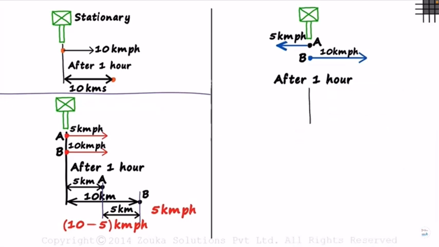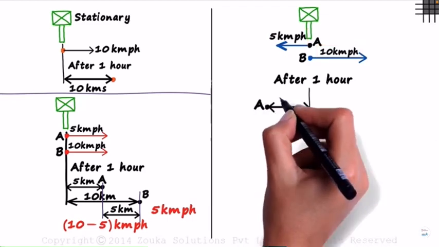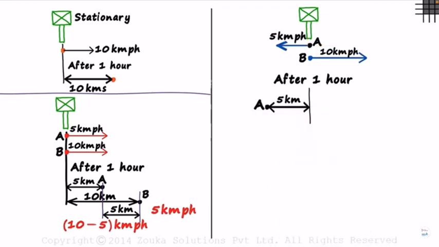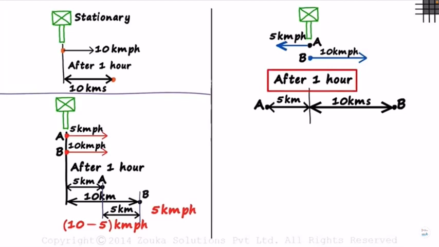Let this be the starting point. The speeds are 5 and 10 kilometers per hour. So car A will be somewhere here, 5 kilometers away from the starting point. And B will be here, 10 kilometers away from the starting point. What is the distance between them after 1 hour? One is 5 and the other one is 10. It's 15 kilometers.